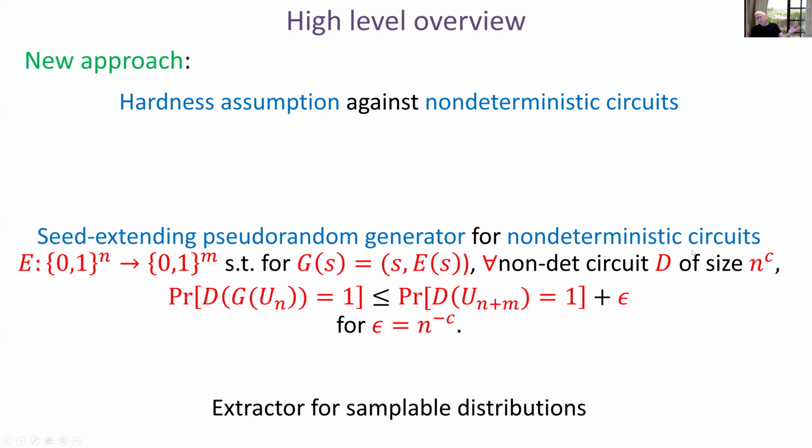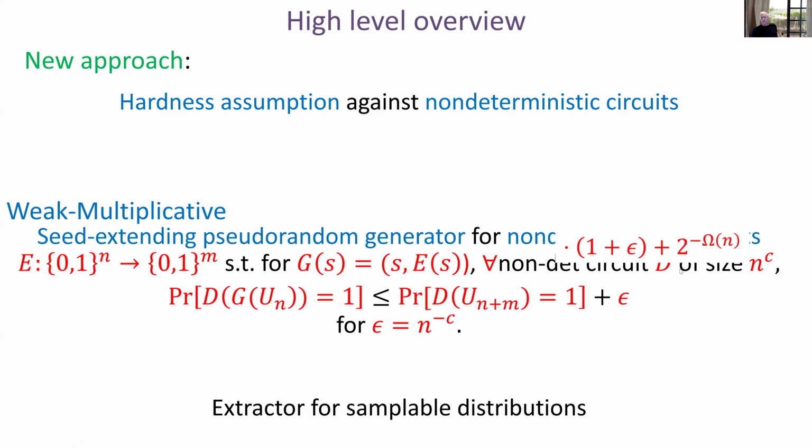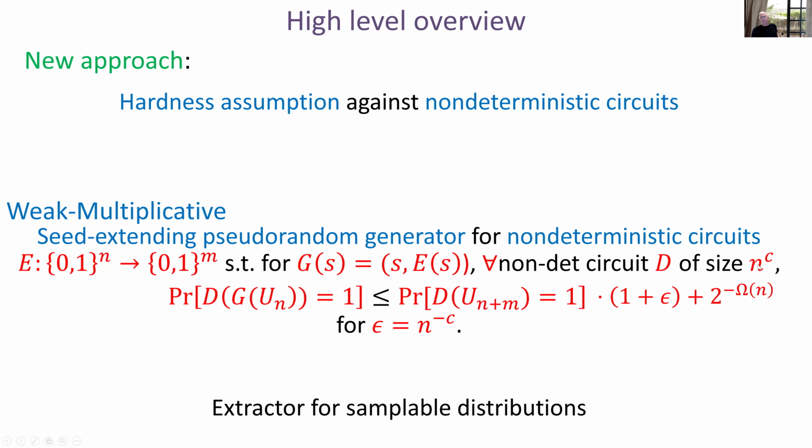So it's a pseudo-random generator that fools the class of small non-deterministic circuits, with a twist: I'll require this pseudo-random generator to be weakly multiplicative. Namely, for every non-deterministic circuit D of size n to the c, I'll want that the probability that D answers 1 on the pseudo-random distribution is less than the probability that it answers 1 on the uniform distribution times 1 plus epsilon, plus an exponentially small additive factor.